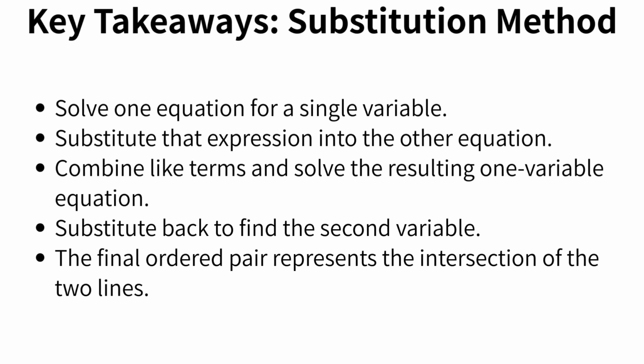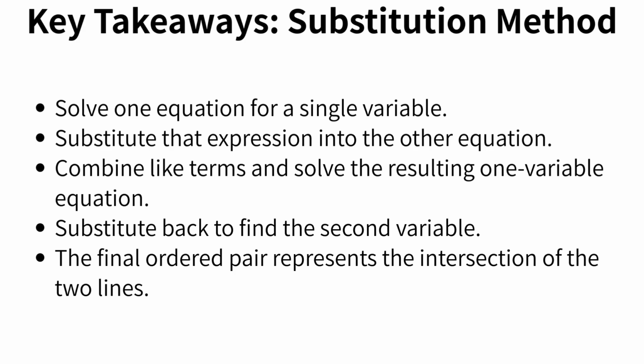Here are the key ideas you should remember about the substitution method. First, choose one of the equations and solve it for a single variable. Often, solving for y is the simplest choice. Next, take that expression and substitute it into the other equation. This turns the system into a one-variable problem that you can solve normally.